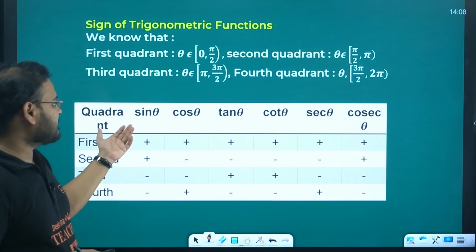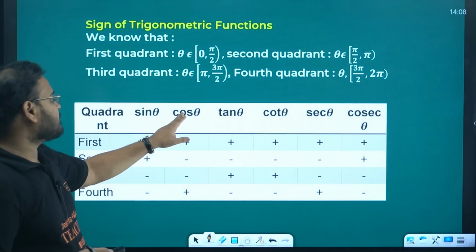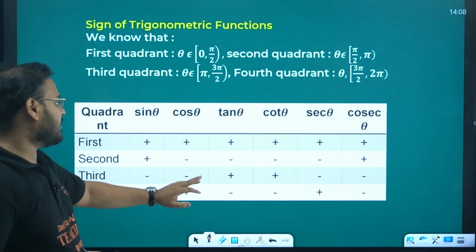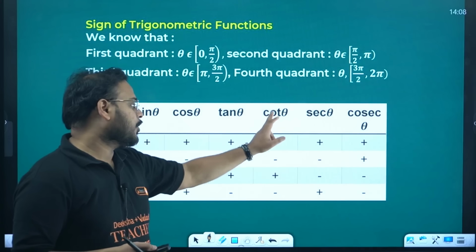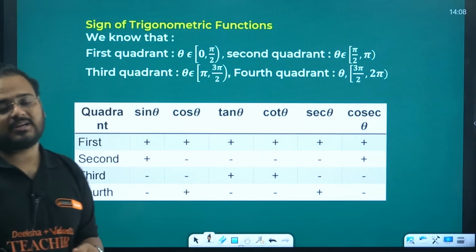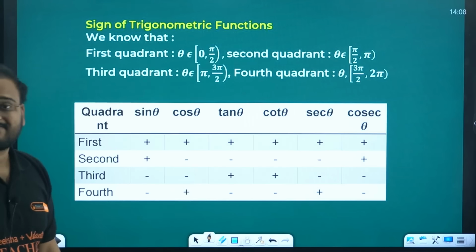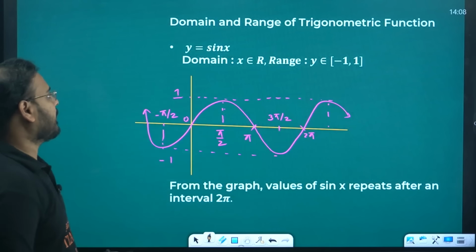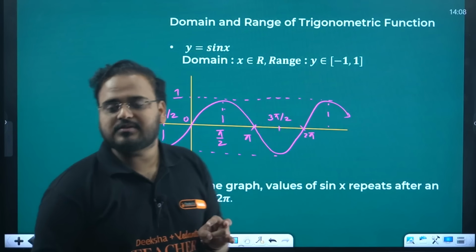Okay, so sine is positive in the first and second quadrants, cos is positive in the first and the last one, so first and the last one. Tan is first and third, cot is first and third, sec is also first and fourth, and cosec is also first and second, because sine and cosec are reciprocals, right? Okay, so again, the graphs I have also mentioned over here for sine, cos and tan.